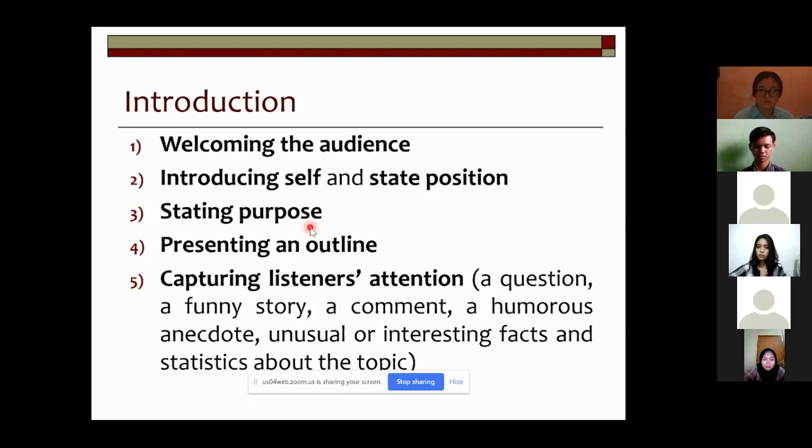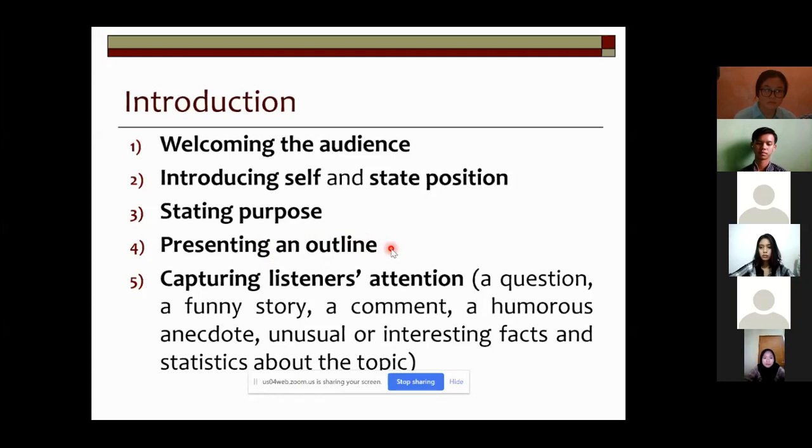And then the fourth one, after stating the purpose of your presentation, don't forget to present an outline. Some of the presenters forgot to present an outline. The outline here means some clues about what kind of topic, what kind of things you are going to talk about. Some presenters perhaps forget to show the slide of the outline of their presentation. But it is really kind of you if you share your outline about what you are talking about.